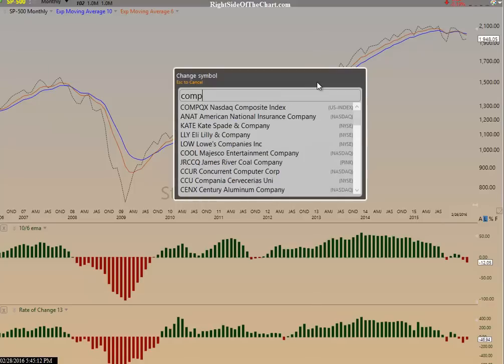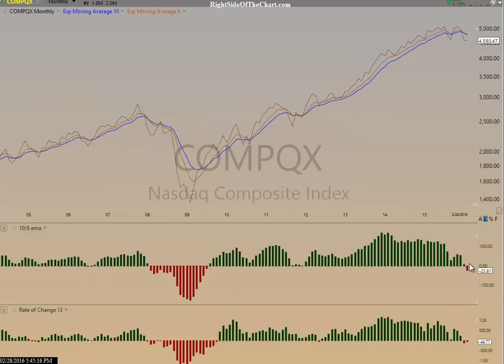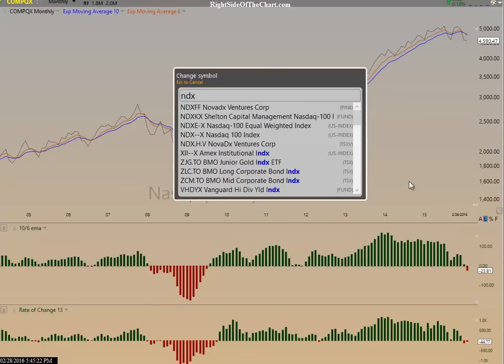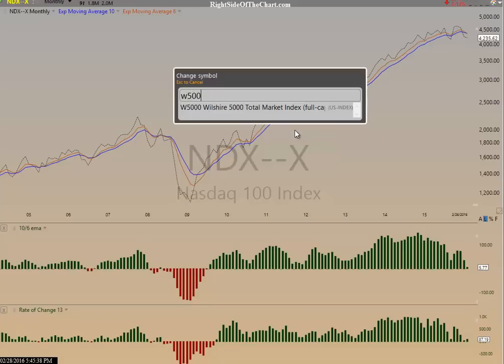The NASDAQ composite. You can see confirmed sell signals there as well, confirming that we're most likely in a new primary downtrend. We'll do the NDX, NASDAQ 100, and that is the only holdout. I mentioned this last month. That one is still yet to trigger either a bearish cross down in the ROC 13 or a bearish cross of the 10-6 pair. But that really is a one-off there.